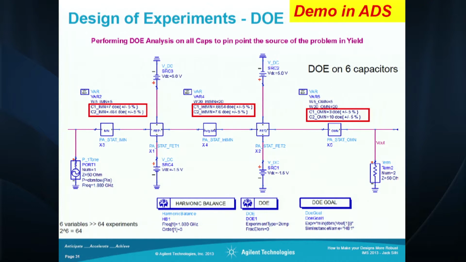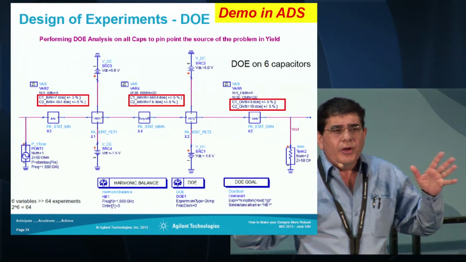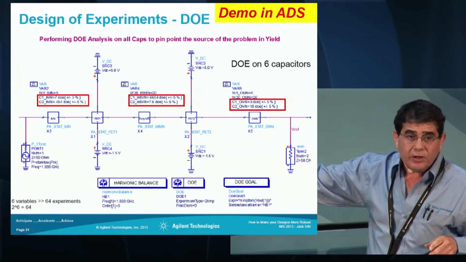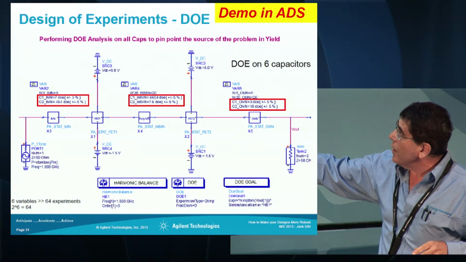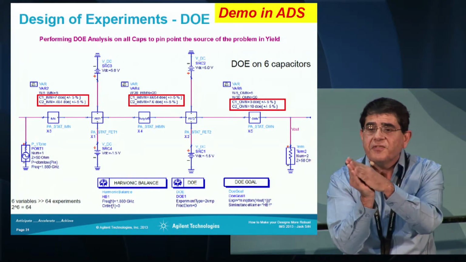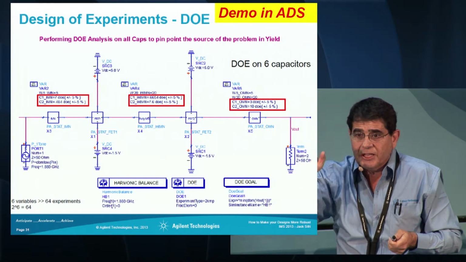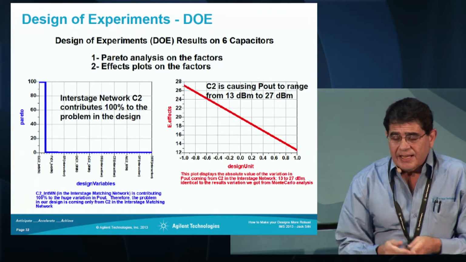So in ADS, I took my power amplifier and I ran design of experiment on it with, I have different DOE, design of experiments, but this is one of them, on 6 capacitors. 2 capacitors in the input matching network, 2 capacitors in the interstage matching network, and 2 capacitors in the output matching network. I went ahead and changed those capacitors plus or minus 5%, and I click simulate on design of experiment. This is the results I got.